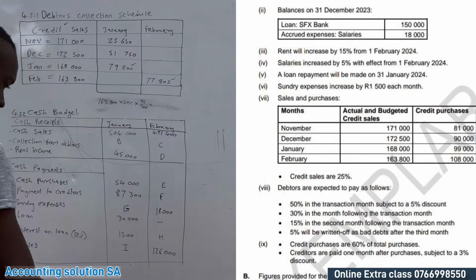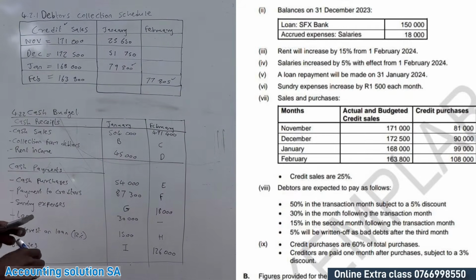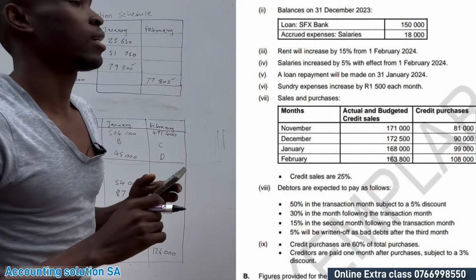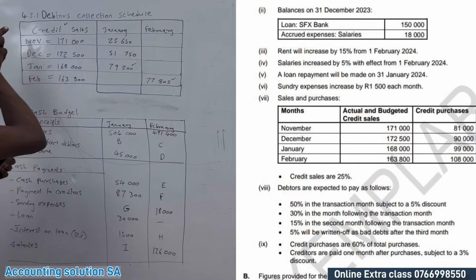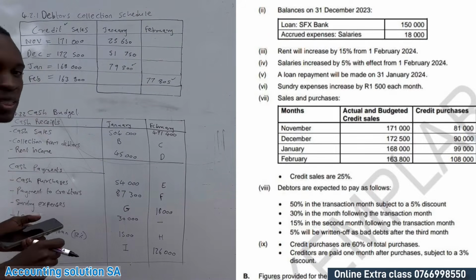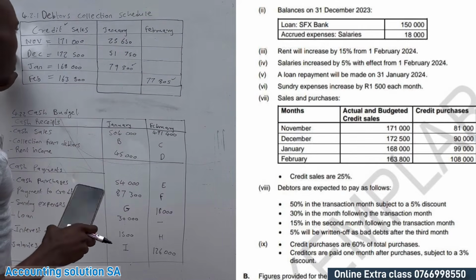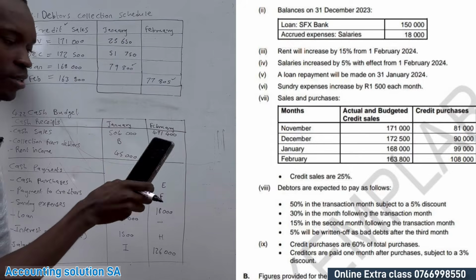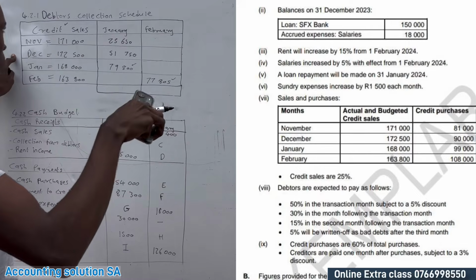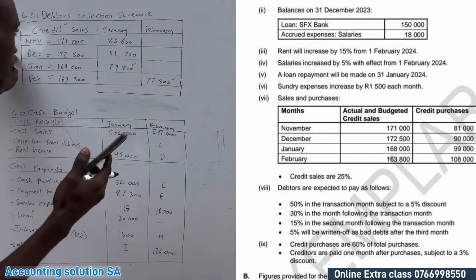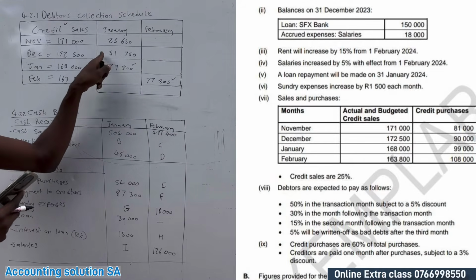Very simple. Now let's go to the months following the transaction month of a sale. This is how we do it. We have to start with December so that we won't waste time, because here there is nothing. December versus December is 50%. December and the following month, which is January, is 30%. If you say 172,500 multiplied by 30%, it's going to give you this month.